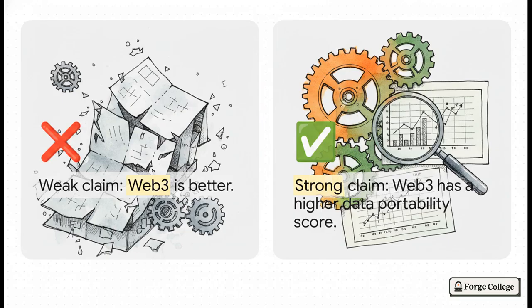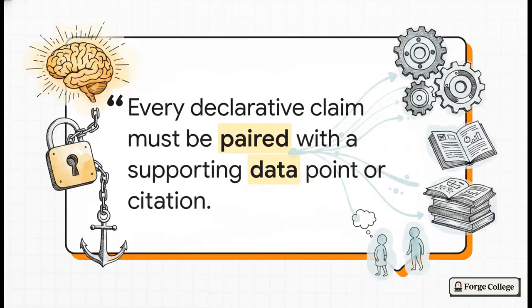Take a weak, sweeping claim like "Web3 is better." That means absolutely nothing analytically. Contrast that with "Web3 demonstrates a higher data portability score, see Table 2." Boom! That right there is a strong, evidence-backed claim pointing the reader directly to the data. I really want you to burn this golden rule into your brain. Every single declarative claim about decentralization impact must be paired with at least one supporting data point or citation. Please, whatever you do, do not leave orphaned claims wandering around your document looking for a citation.